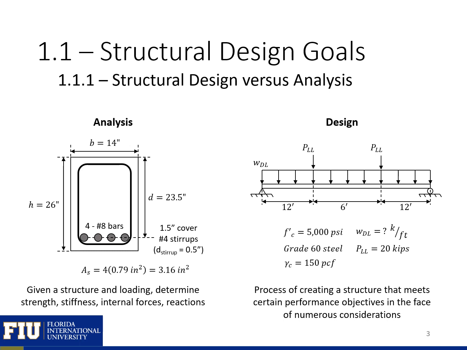In design, we have a given span and loading, typically, and our design is the process of creating a structure that meets certain performance objectives in the face of numerous considerations. So for us, we'll be designing several different members. This would be the basic given parameters for the design of a reinforced concrete beam with our given loading and our given span and a given concrete strength and grade of reinforcing steel. Although we can typically in design choose our reinforcing strength and our concrete strength.